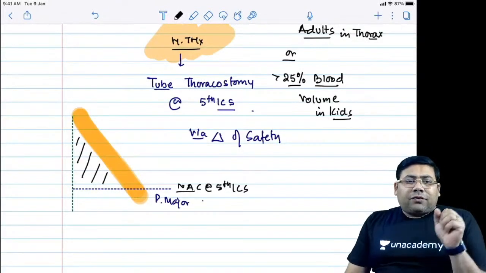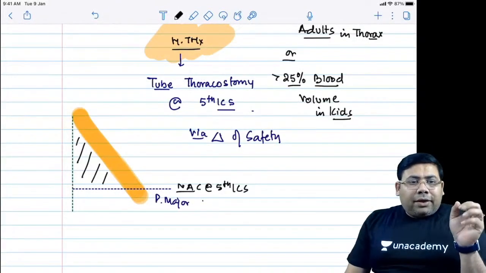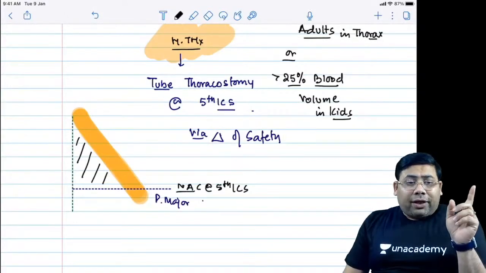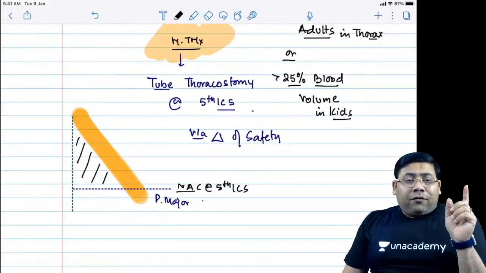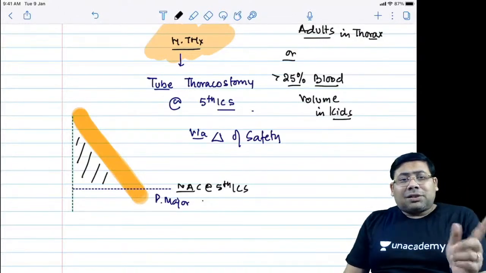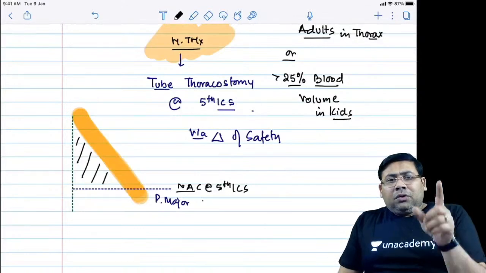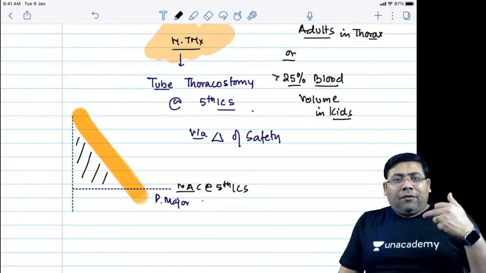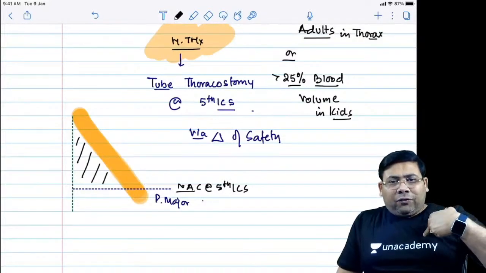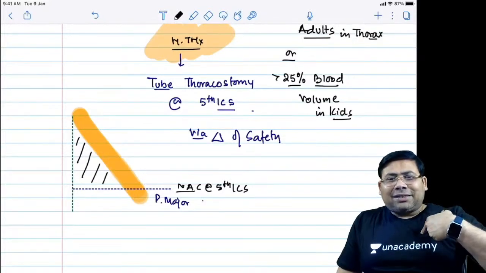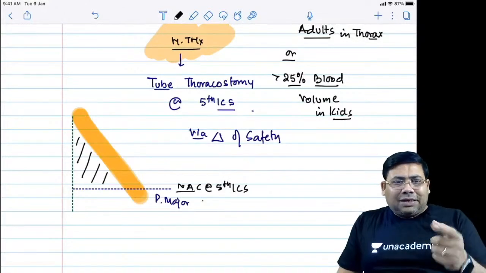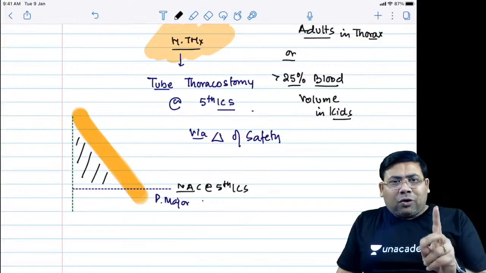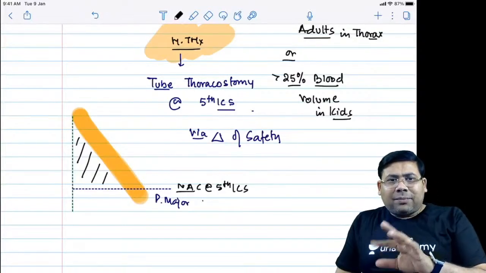Now, why is this triangle of safety important? I'll tell about that. That is for pneumothorax in pediatrics. If you have a pediatric hemothorax, then also you will go for the 5th intercostal space only. Pneumothorax, I'll tell. Because when you're doing it for pneumothorax, air being lighter can exit out. The blood will not come out. So for hemothorax and pneumothorax, there's a bit of difference.